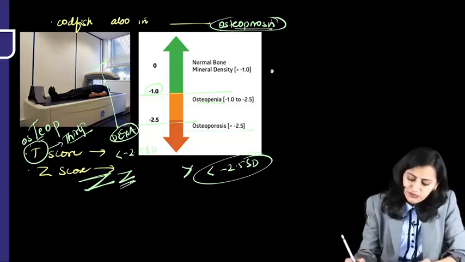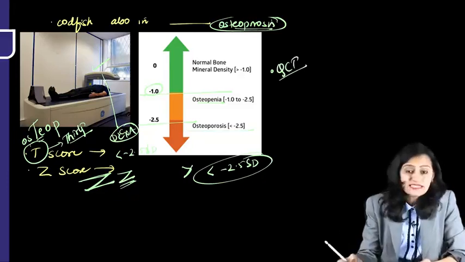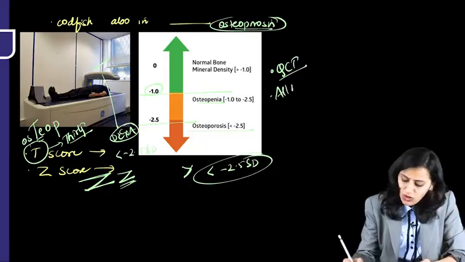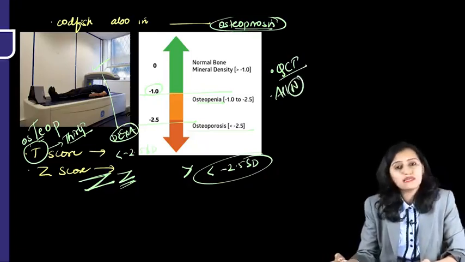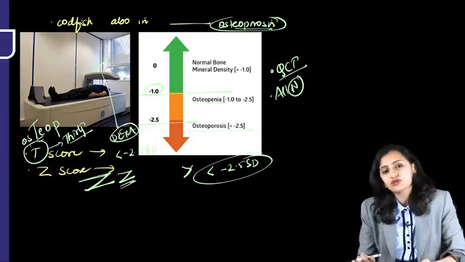What else can we use for osteoporosis is quantitative CT. And remember that all biochemical parameters are normal here. Calcium, phosphorus, alkaline phosphatase, everything is normal in osteoporosis.